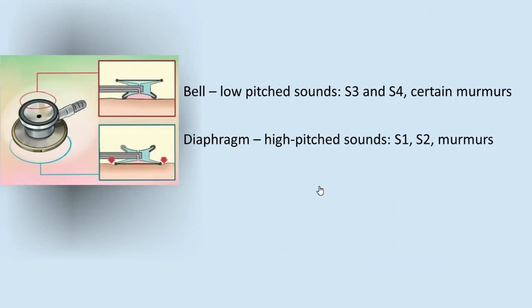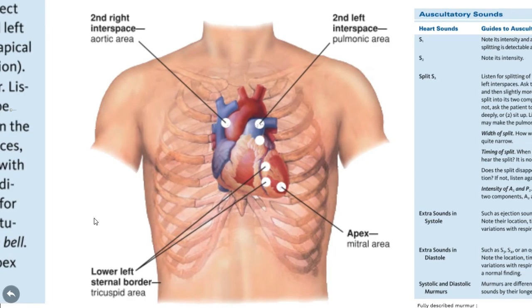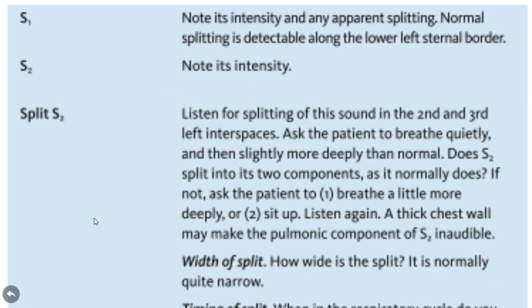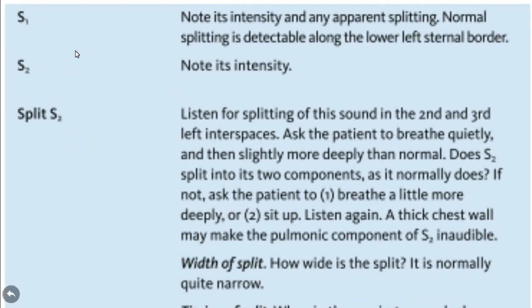In the stethoscope, this is the bell, and this is the diaphragm. The bell is for low pitch sounds like the S3 third heart sound, the fourth heart sound, and certain murmurs, like mitral stenosis. For most murmurs you can use the diaphragm, for medium to high pitch sounds, the first and second heart sounds. Use the diaphragm while pressing it firmly against the skin. So this is the order of auscultation.